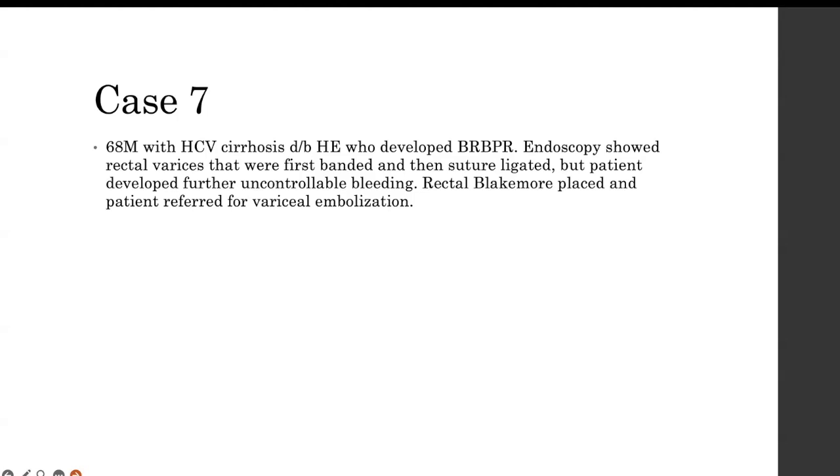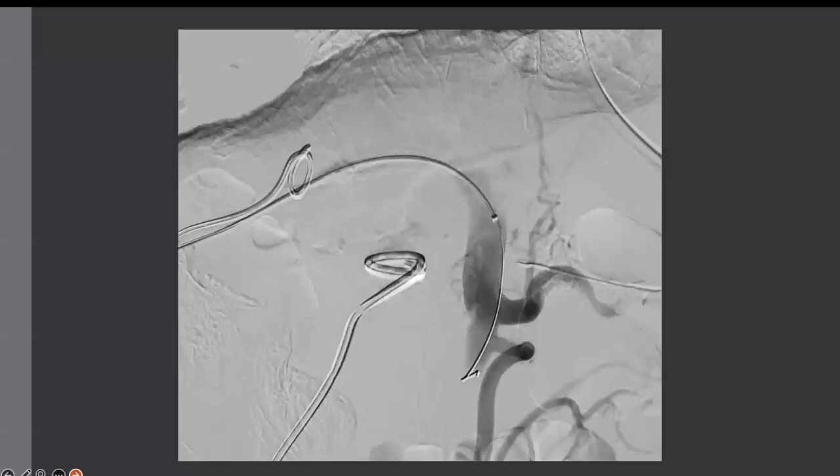They actually placed a rectal Blakemore tube, which I've never seen before. But a Blakemore tube is a tube that has a big balloon on it, and you use that to tamponade bleeding esophageal and gastric varices. But you can apparently do it rectally as well to compress. But it's a temporary measure. You can't leave it up forever. In the esophagus, they don't like to leave it up for more than 24 hours because you get mucosal necrosis.